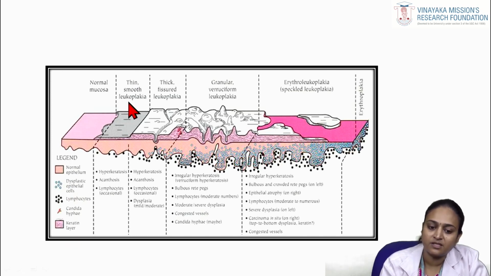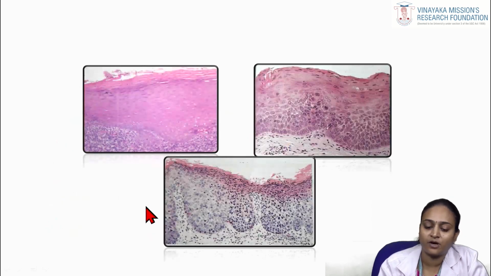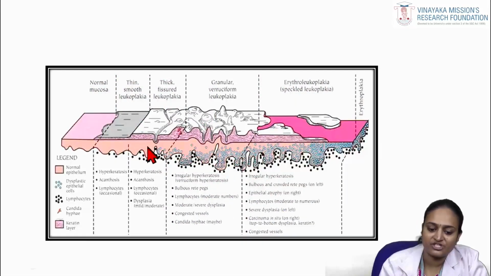a thin smooth leukoplakia, hyperkeratosis, acanthosis and lymphocytes, and thick fissured leukoplakia. You can appreciate only hyperkeratosis, acanthosis and lymphocytes occasionally, and you can see the mild or moderate dysplasia feature.